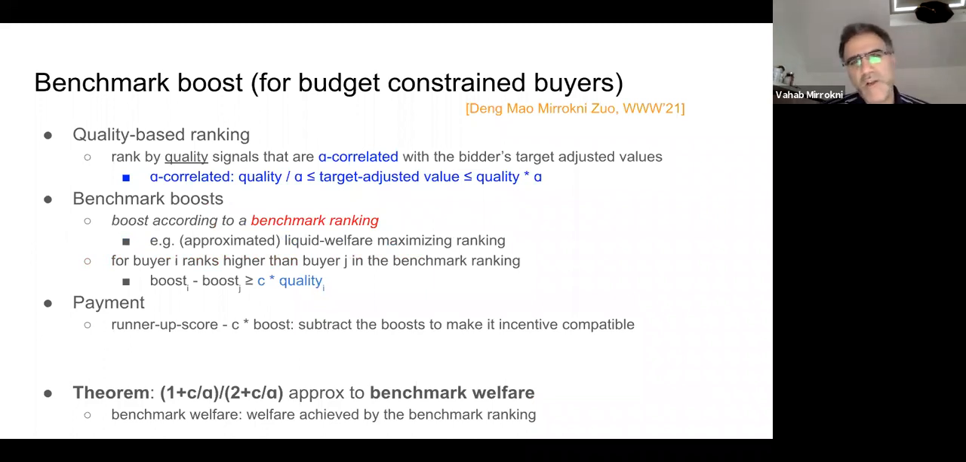We can also generalize this result and handle what we call target constraints and budget constraints. There the type of auction is a bit more involved. The boost has this property that the difference between the boost of the ith candidate and the boost of the jth candidate is increasing and is at least C times the quality score. For this type of setting, we can also show that even with budget constraints, we can compete with the liquid welfare of the benchmark ranking. So this is a bit technical.